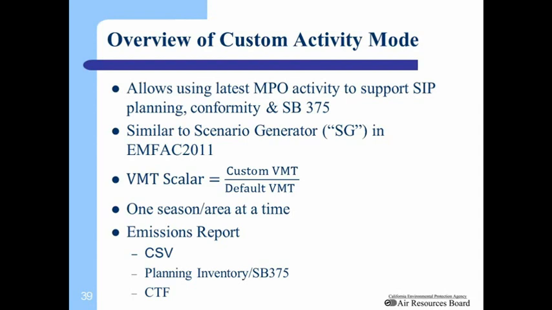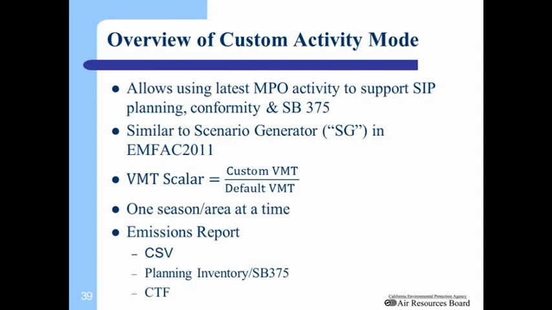In general, it outputs three types of emissions report. The CSV is a simple comma-separated value file. Mostly it's used for linking to another database like Microsoft Access for further analysis. The planning inventory is the most commonly used output format from the EMFAC2014 model. It provides a column for every pollutant and process in an Excel 2007 format. In a few minutes, I'll walk you through the spreadsheet and explain what each column means.